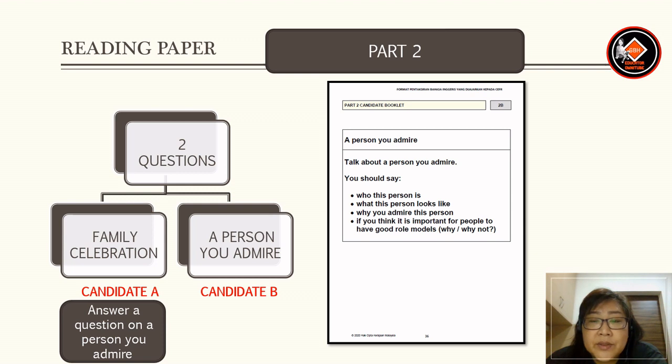Now this is the question. Talk about a person you admire. So candidate B will have this page in the booklet. Talk about a person you admire. You should say who this person is, what this person looks like, why you admire this person, if you think it is important for people to have good role models, why or why not.